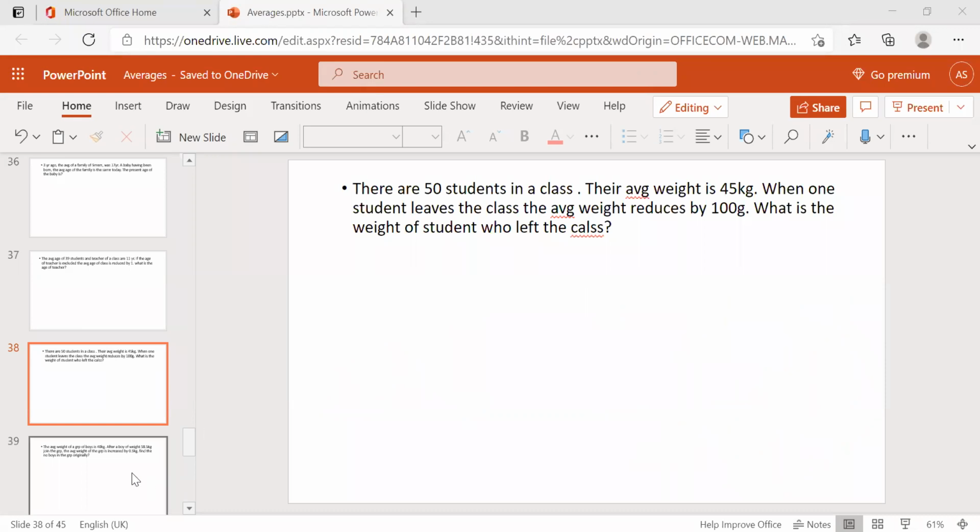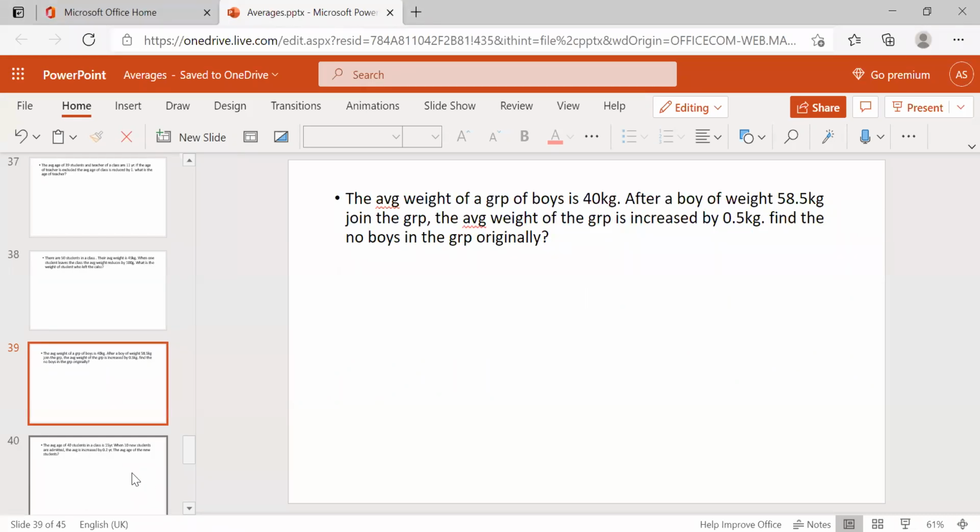Going to the next question. The average weight of a group of boys is 40 kgs. After a boy of weight 58.5 joins the group, the average weight of the group is increased by 0.5 kgs. Find the number of boys in the group originally.